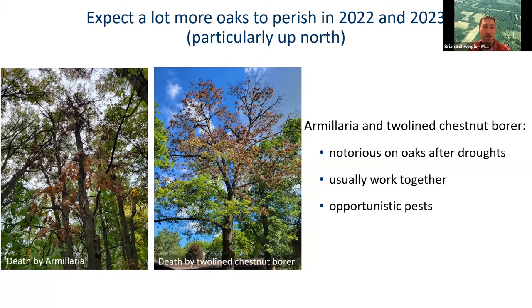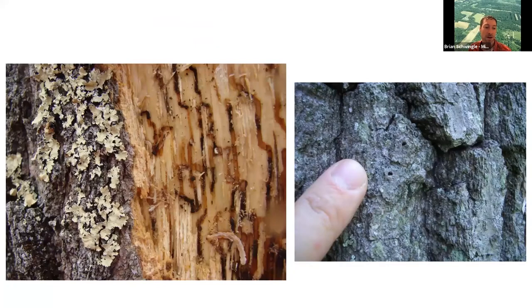Again, here are signs of twolined chestnut borer. There's a larva in the picture on the left, with typical etch-a-sketch type galleries, and they leave D-shaped exit holes once they've emerged from the tree, like you can see on the right. If you're experienced with emerald ash borer, they're significantly smaller than emerald ash borer exit holes, I would say.